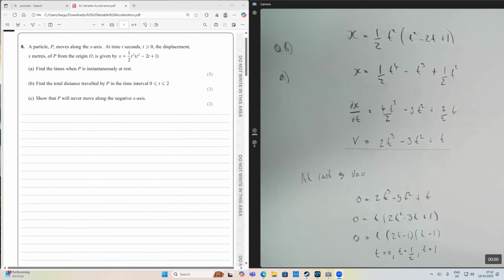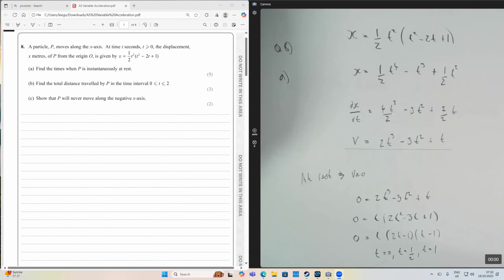Hello everyone, we've got an important variable acceleration question here today. So it's question 8 of a paper, and as you can see it's worth 10 marks, so that's a really good amount of marks. A particle P moves along the x-axis at time t seconds where t is greater than or equal to 0. The displacement x meters of P from the origin is given by that formula.